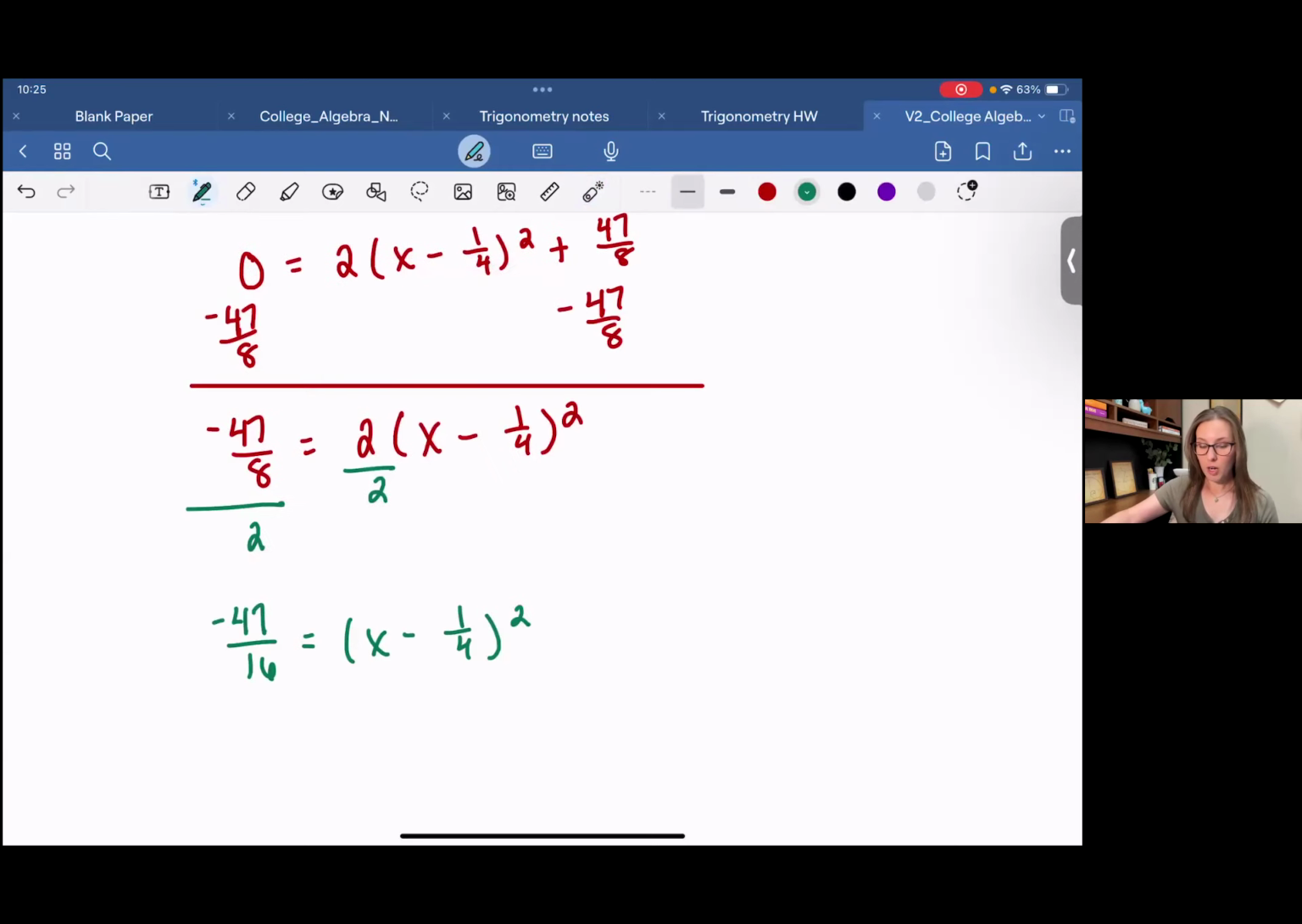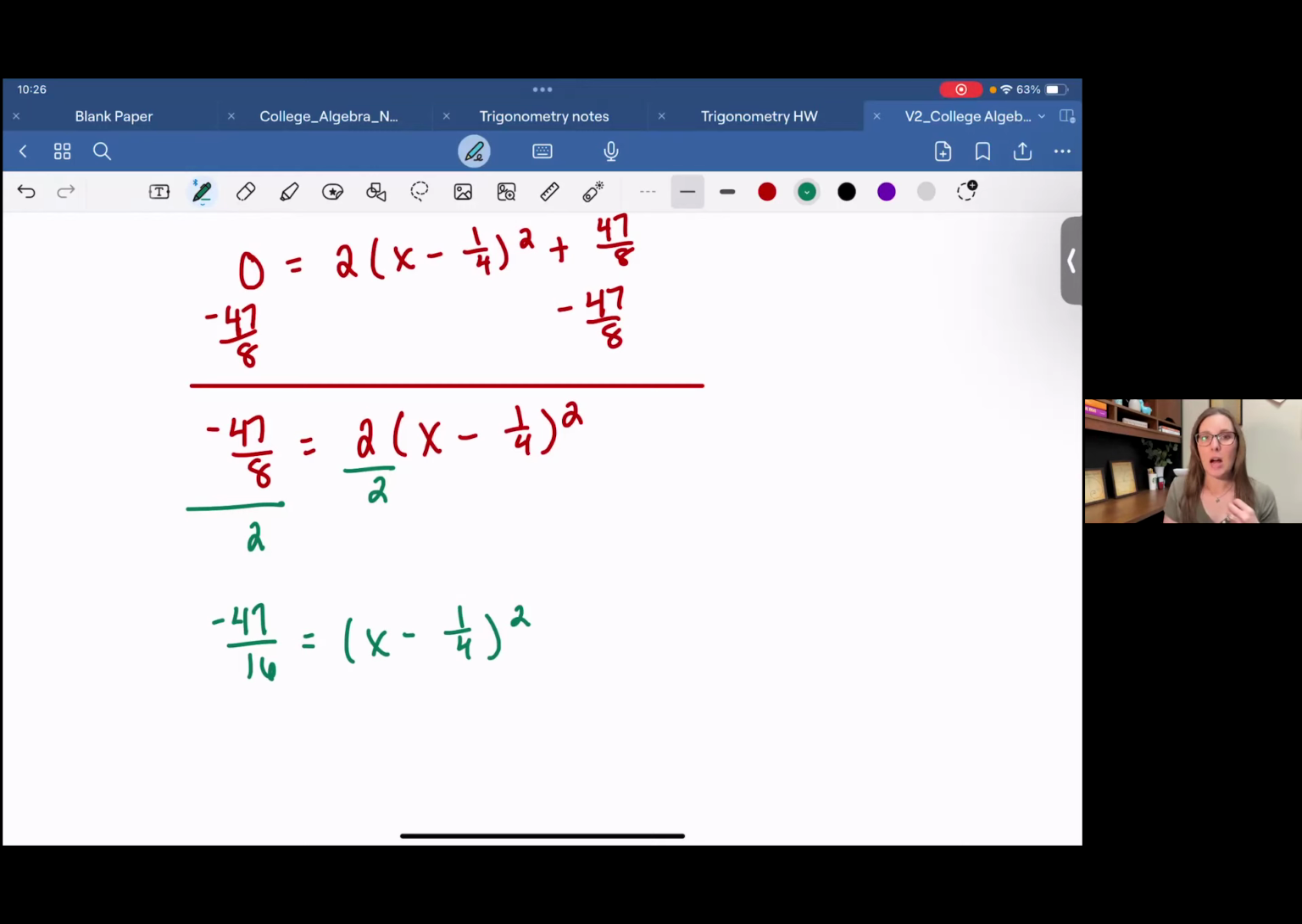Okay, so far I have moved 47 over 8, and that becomes negative 47 over 8, and I divided by that coefficient of 2. If you get tripped up with fractions, you can type that in. You don't have to do that by hand, but if you were going to do it in your head, you flip that 2, make it a half, multiply, and we get negative 47 over 16 equals x minus a fourth all squared. So that x is still inside the parentheses.